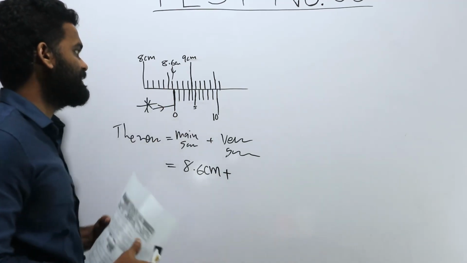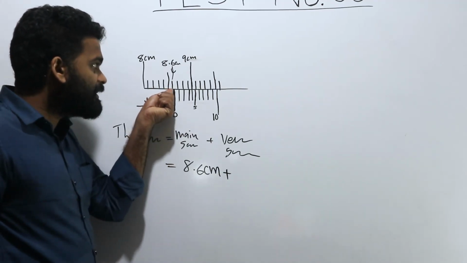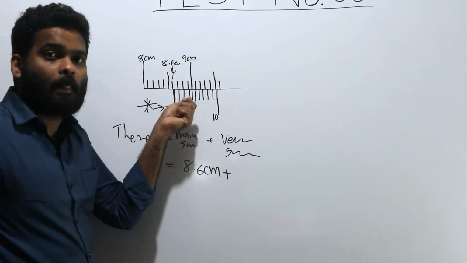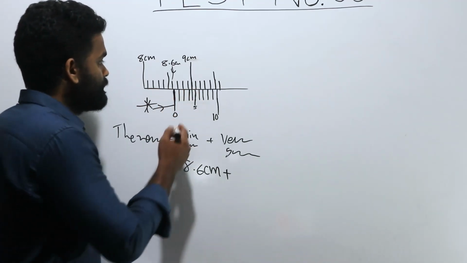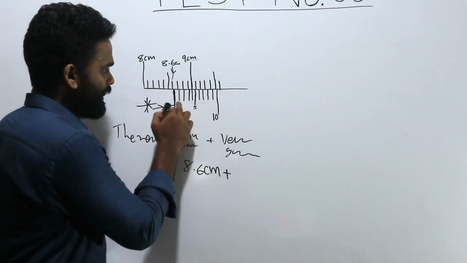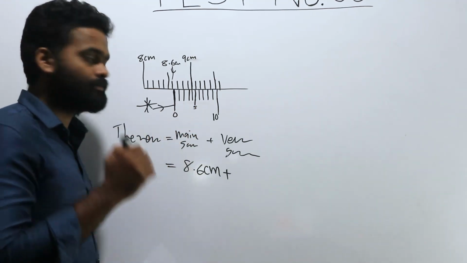This point should be 8.6 centimeters. The remaining length should be figured out by the Vernier scale. So for that we need to find the coincident division.